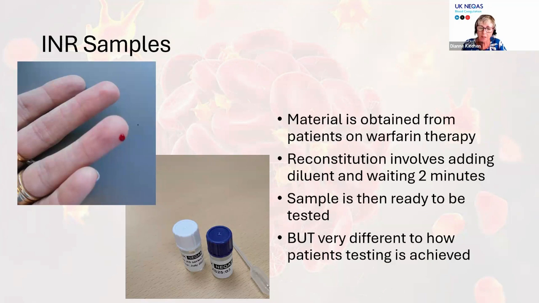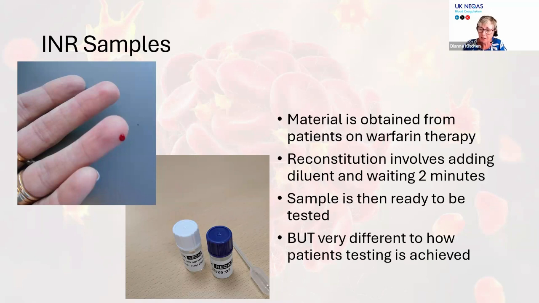So you can see the INR samples here on the left, which is actually me, is quite different to what we're sending them, which is this here for our EQA. So we've got 2 bottles that we send. We send lyophilized plasma that we've obtained from warfarin patient therapy, and we send a diluent that you use to make that back from a powder into a liquid sample. And you add all of the liquid to the powder with a little pipette provided, wait 2 minutes, and then test as you would a patient.